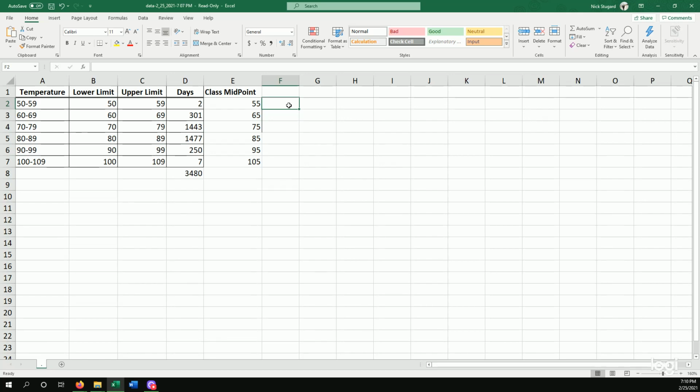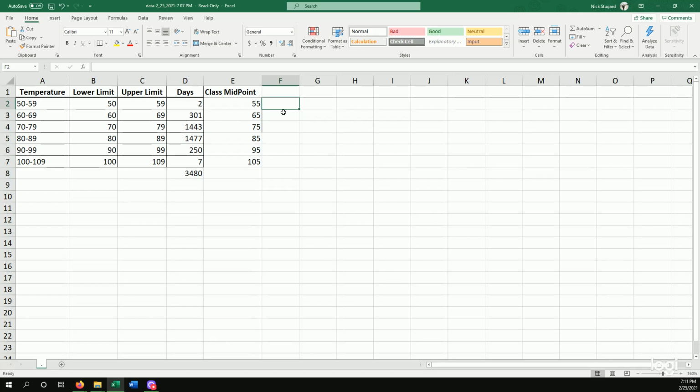So now, what we need to figure out for this next step is, I have 2 days where it seems like the average temperature was 55. Remember, I need to add up all of my data, so I need to do 55 plus 55. That's okay for this first one, but for the next one, I have 301 days that had an average temperature of 65, which means I need to add up 65 plus 65 plus 65, 301 times. But of course, that's not really what we want to do. We want to make this easier because we want to do this using multiplication. Any repeated addition is actually equal to multiplication.